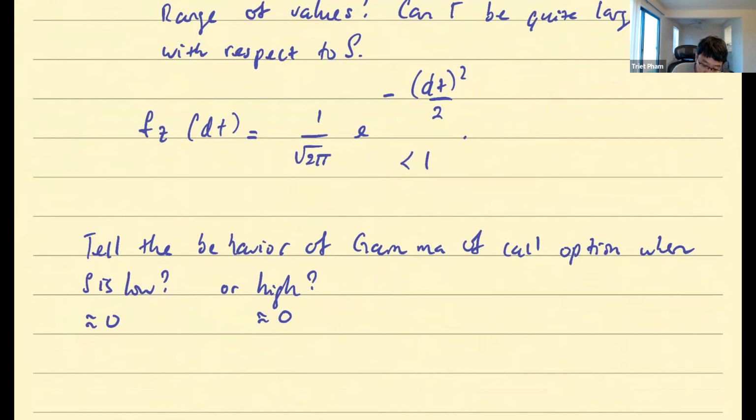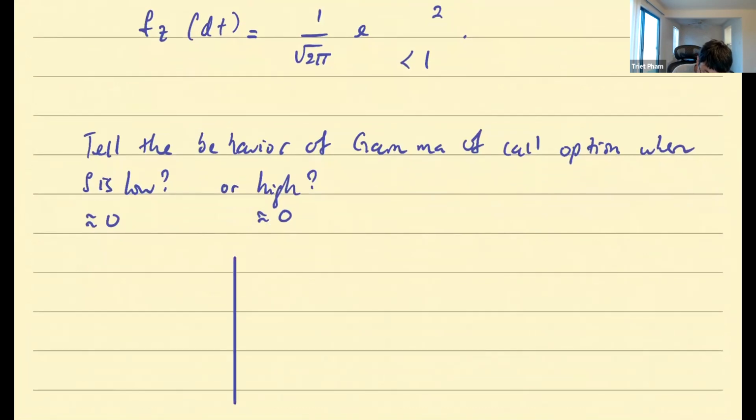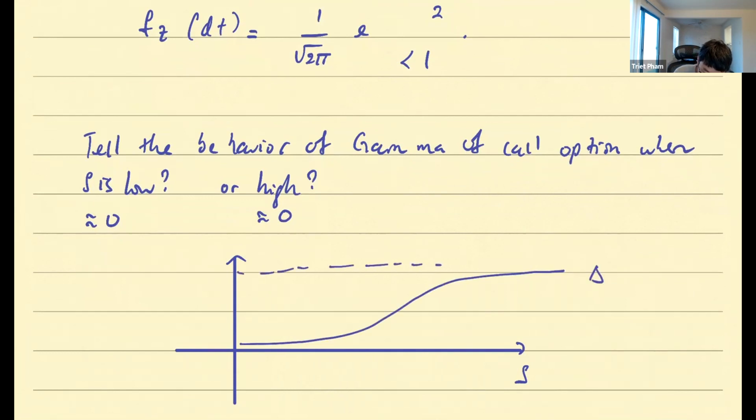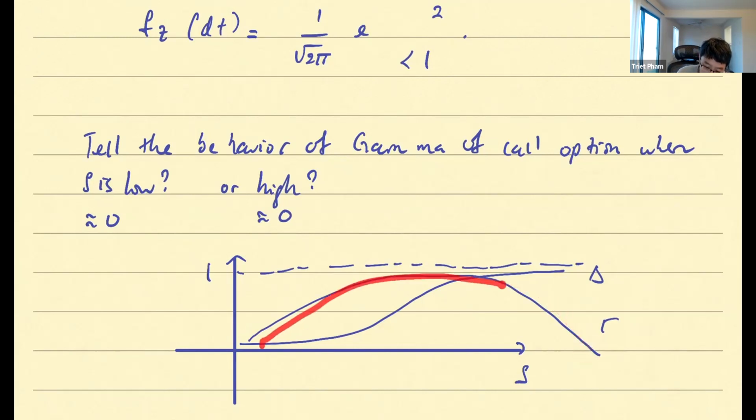So in fact, here's the stock. The graph of the delta and the gamma is like this. Here's the delta. Here's 1. And the gamma goes like this. I mean, it's not precise here. It's not like it goes directly to 0, but the gamma looks like that.